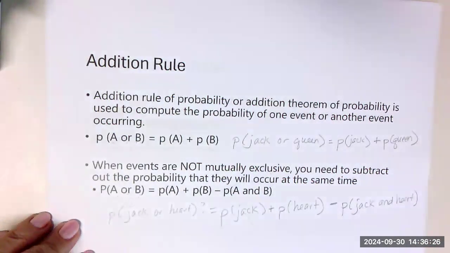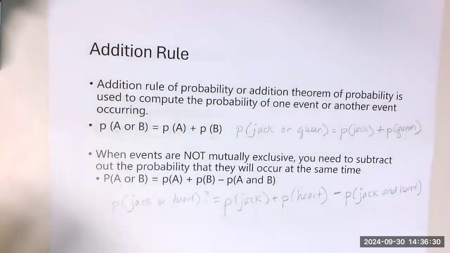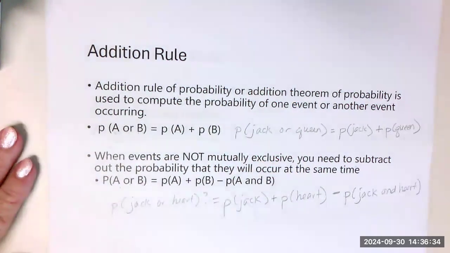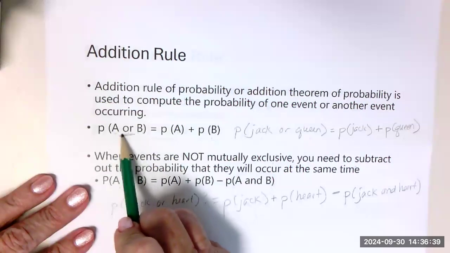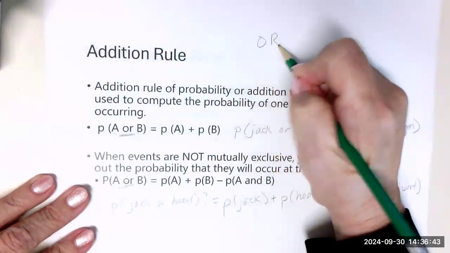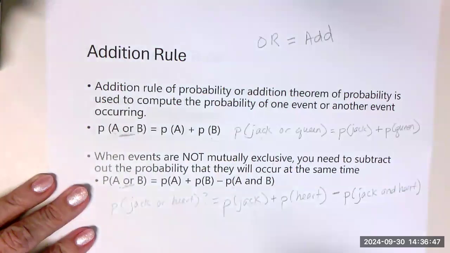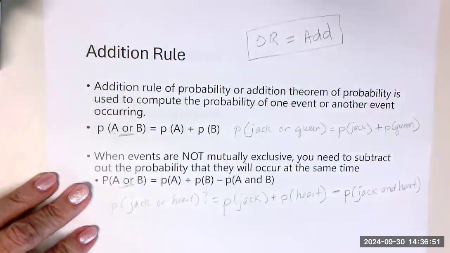All right, so if you're getting confused, I can totally understand that. Just hang in there with me, okay? The main thing to know about the addition rule of probability is that you're always going to look at the conjunction. If it says or, that means use the addition. So or in the land of probability means to add.